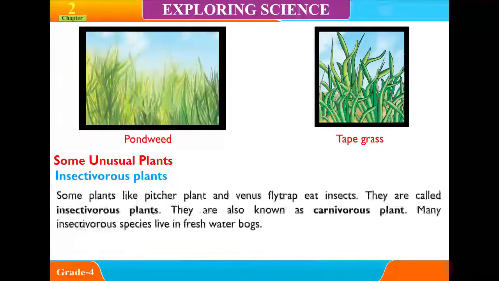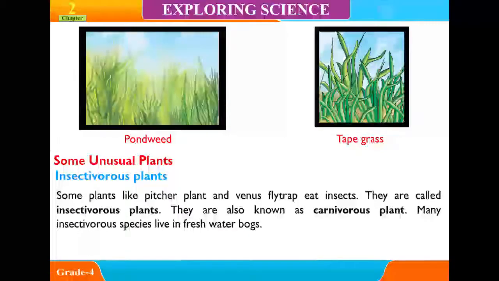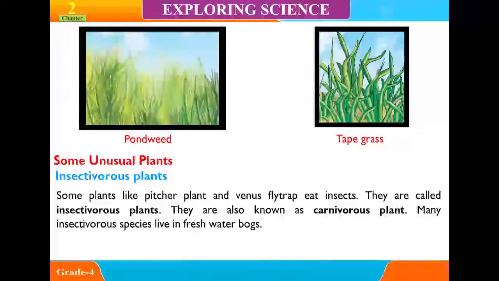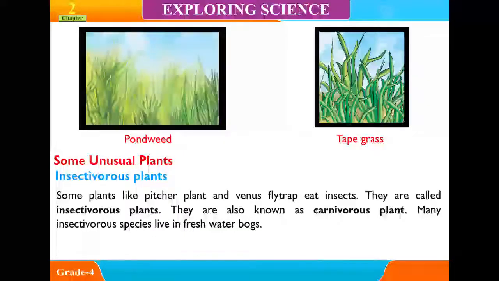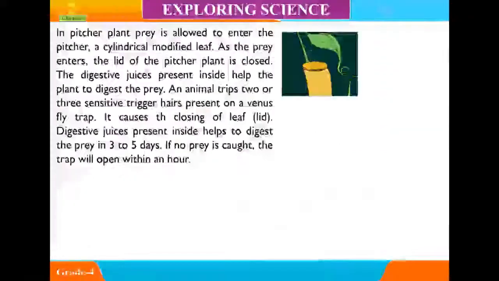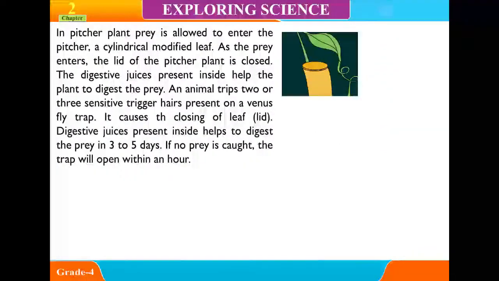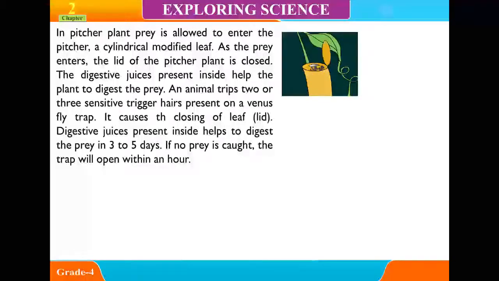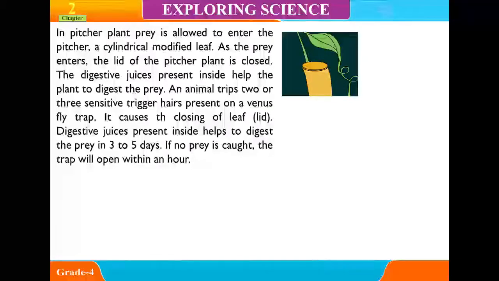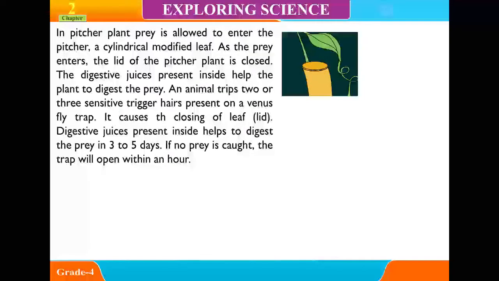Some unusual plants. Insectivorous plants. Some plants like pitcher plant and Venus flytrap eat insects. They are called insectivorous plants. They are also known as carnivorous plants. Many insectivorous species live in freshwater bogs. In pitcher plant, prey is allowed to enter the pitcher, a cylindrical modified leaf. As the prey enters, the lid of the pitcher plant is closed. The digestive juices present inside help the plant to digest the prey.